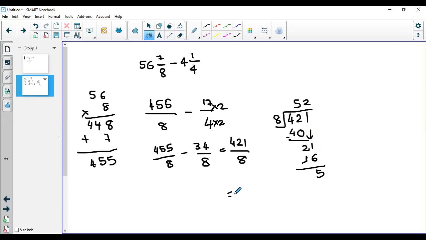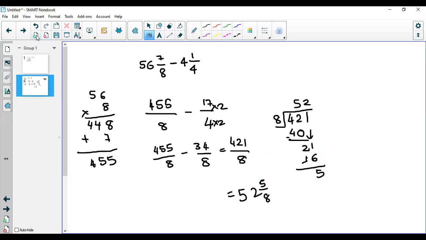So how do I want to write this in mixed number form? 52 5 over 8. This is going to be your answer, 52 5 over 8. Now you can do one more thing. Now there's a shortcut I'm showing you. If you don't understand these steps, you can just rewind the video a bit and watch again what we have done.